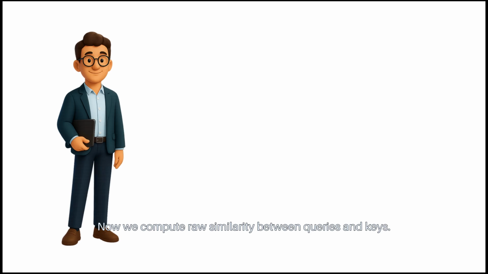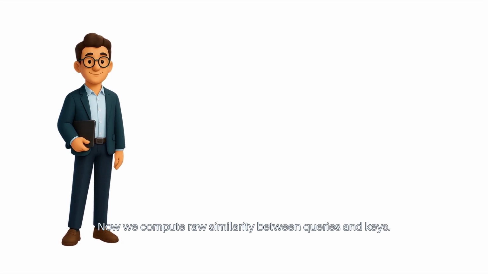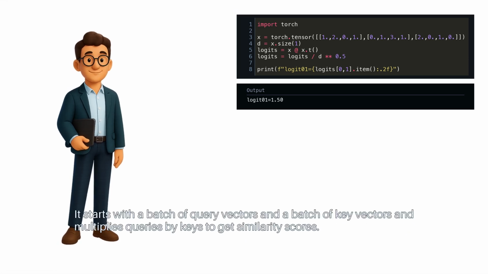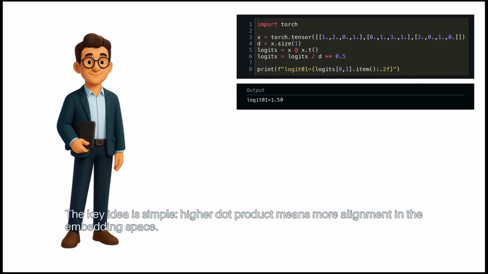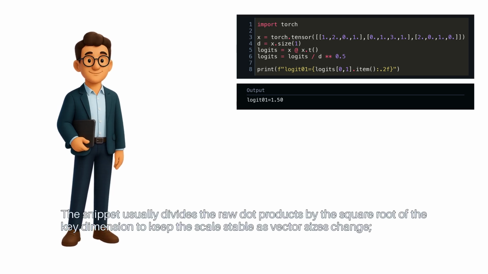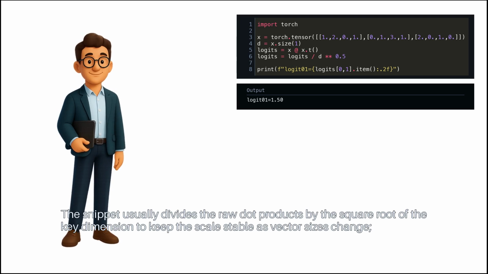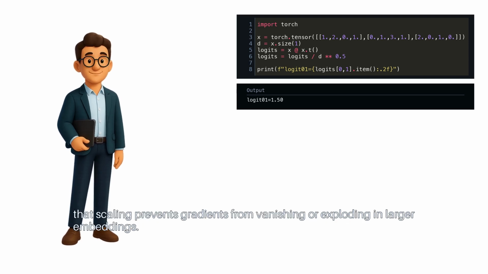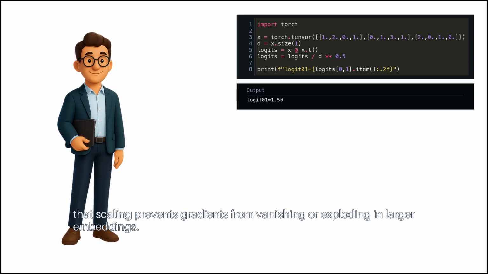Now, we compute raw similarity between queries and keys. This snippet computes scaled dot product similarity logits in PyTorch. It starts with a batch of query vectors and a batch of key vectors, and multiplies queries by keys to get similarity scores. The key idea is simple. Higher dot product means more alignment in the embedding space. The snippet usually divides the raw dot products by the square root of the key dimension to keep the scale stable as vector sizes change. That scaling prevents gradients from vanishing or exploding in larger embeddings.